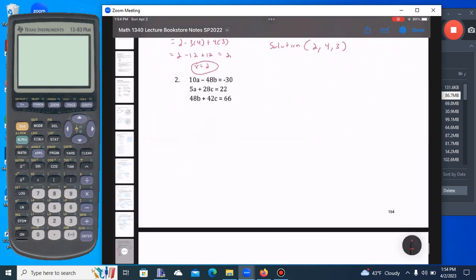Now, if we want to do it through matrix, there's one thing we got to do: we got to set up the equations so it's easy to put into a matrix. What that means is we need to basically have a column for A, a column for B, a column for C, and a column for the answer, or the right side, you can say.